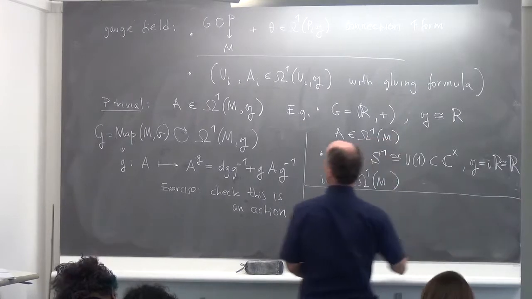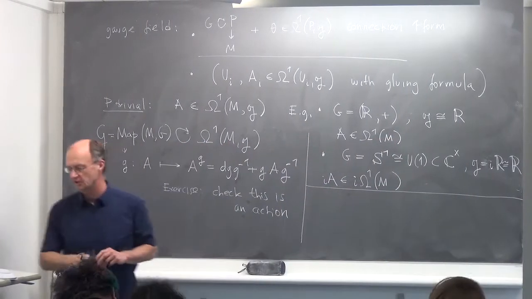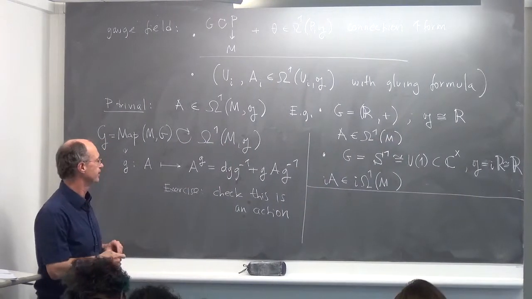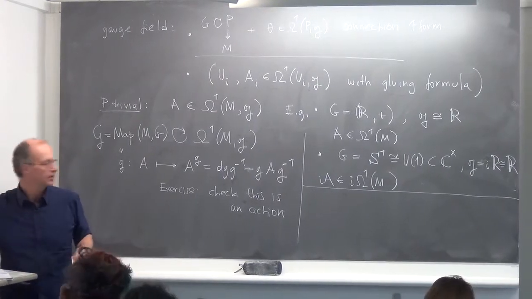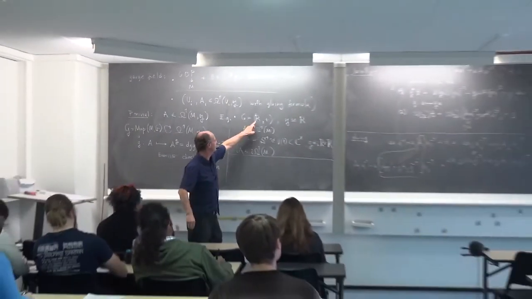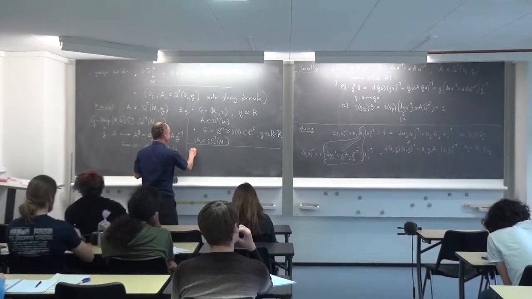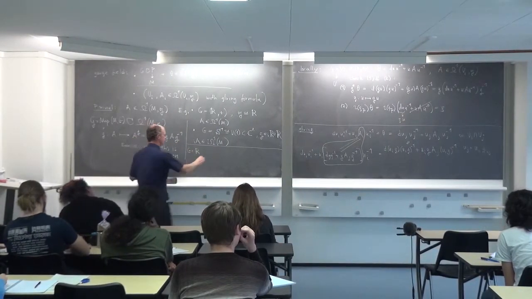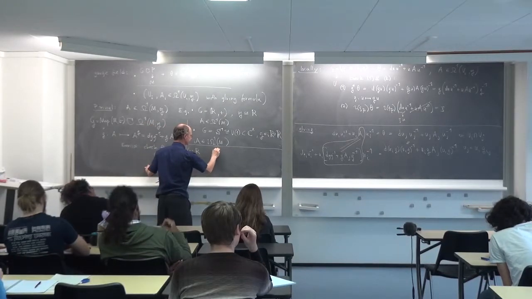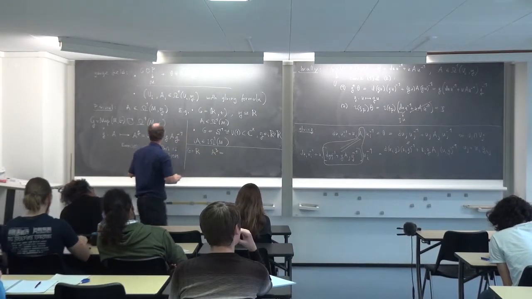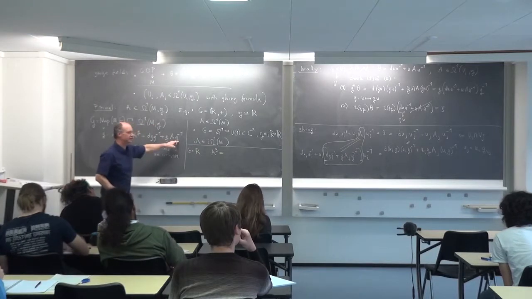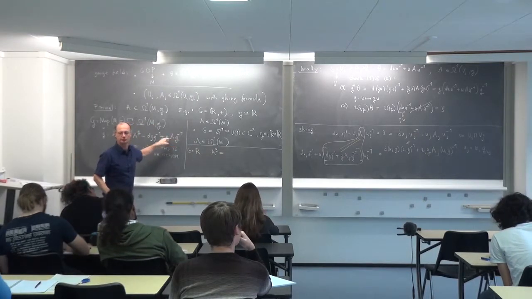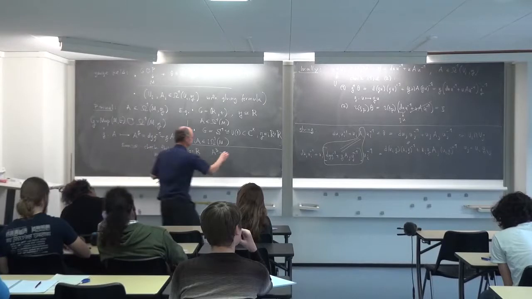Let me write it more explicitly in these two examples. So first of all, the example of G equal to R. So what will be this action? First of all, R is abelian, so there is no conjugation. Conjugation is trivial.